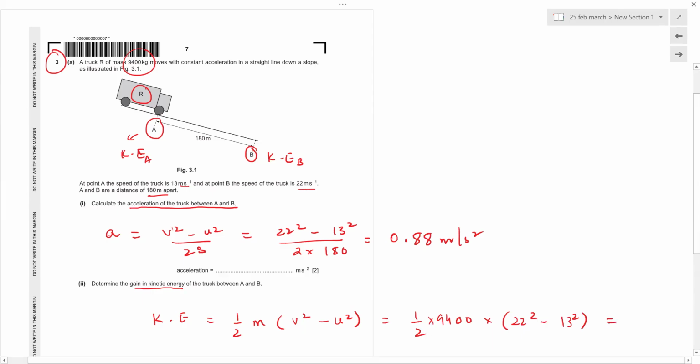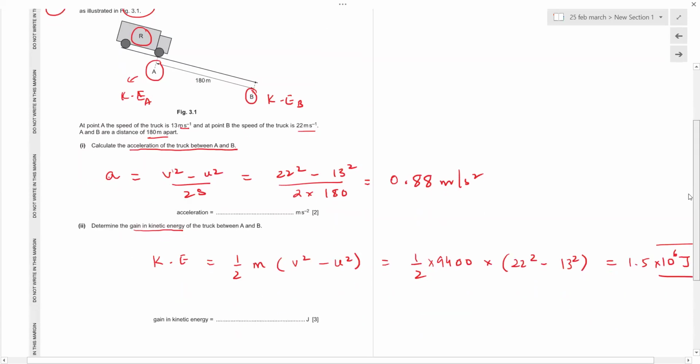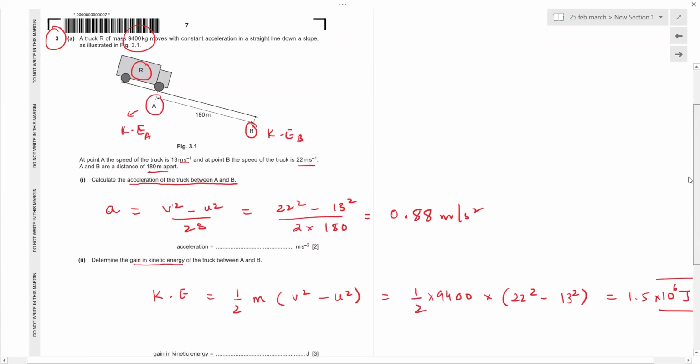So what do we have here? We have 1.5 into 10 to the power 6 joules. ठीक है भाई? Is it clear? We have the gain in kinetic energy.